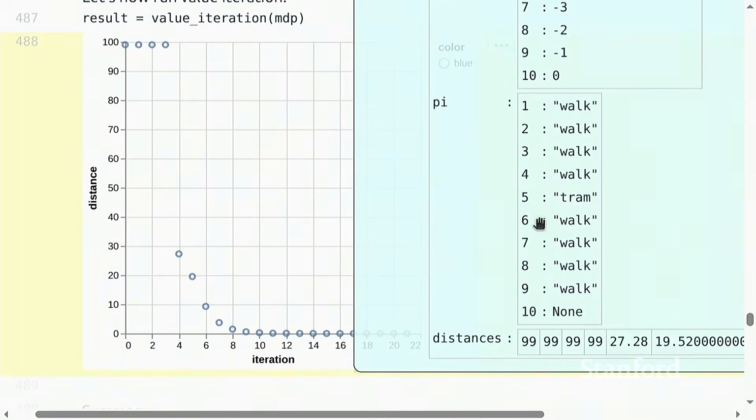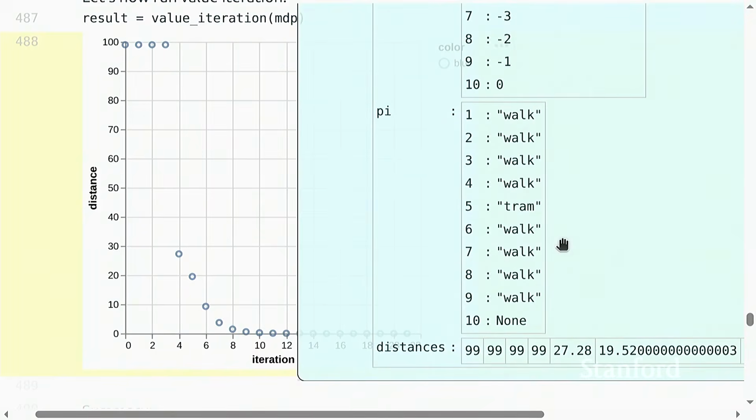Okay, so here is the actual policy, which is optimal for the flaky tram problem. So it is to walk until you get to 5, and then take the tram, or try to take the tram. Okay, so intuitively, this makes sense. Because remember, the tram is flaky, so if you try to take the tram early on, then you're probably going to waste a lot of time, and it also takes 2 minutes.